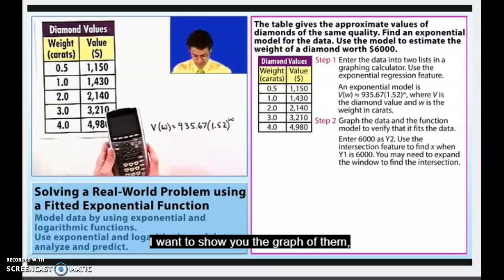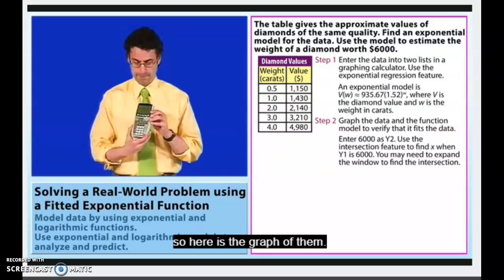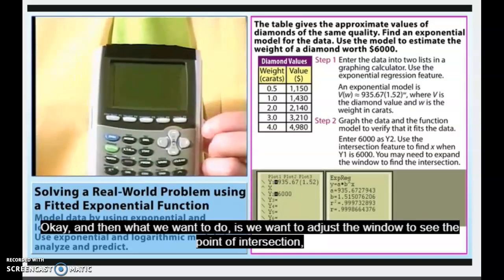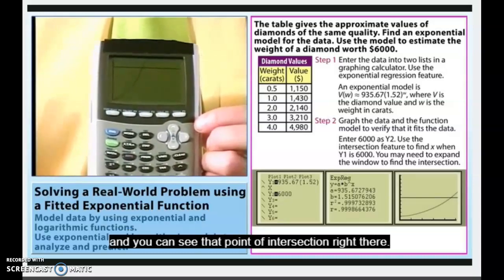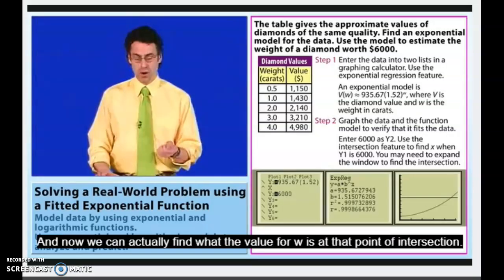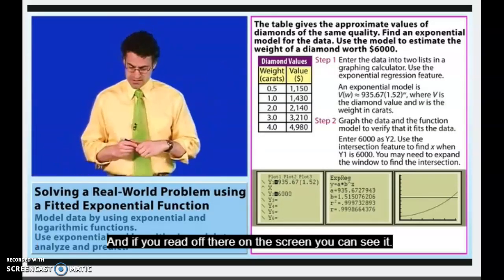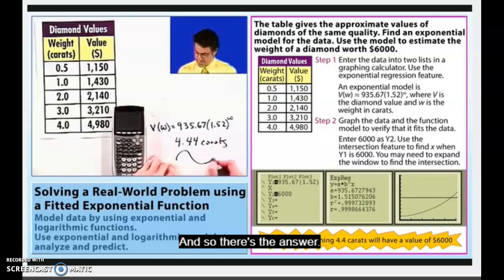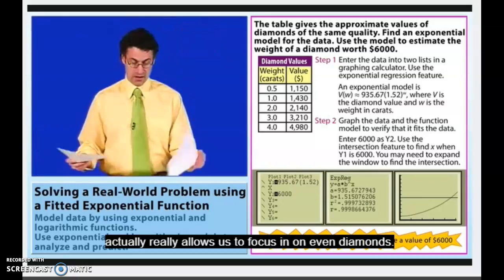Now I want to show you the graph of them. So here is the graph of them. Okay? And then what we want to do is adjust the window to see the point of intersection. And you can see that point of intersection right there. And now we can find what the value for W is at that point of intersection. If you read off the screen, we see that it's approximately 4.44 carats. And so there's the answer. So you can see the power of the computer really allows us to focus in on even diamonds.